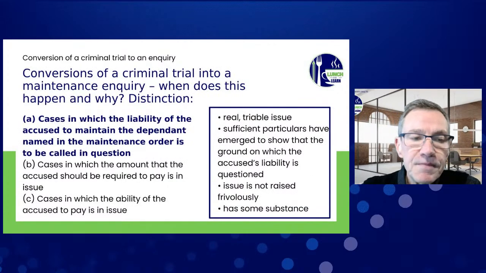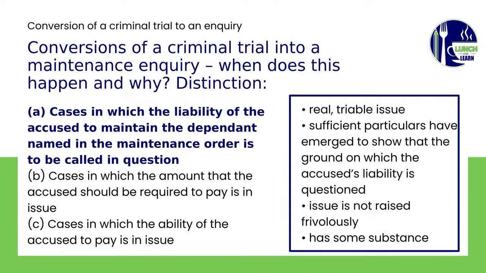Now, there are three distinct situations where conversions happen, and I'll be dealing with all three aspects. Number one is cases in which the liability of the accused to maintain the dependent named in the maintenance order is in question. That is the one case. The other one is in cases where the amount that needs to be paid is in dispute, or in cases where the ability of the accused to pay is in dispute. So let's discuss in short each and every one of these cases.